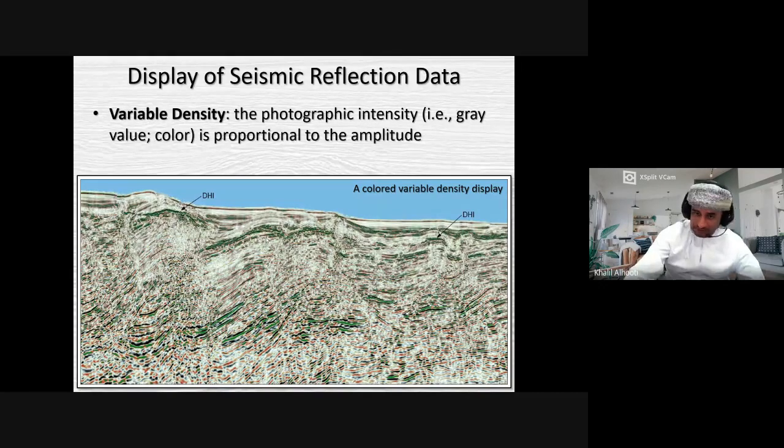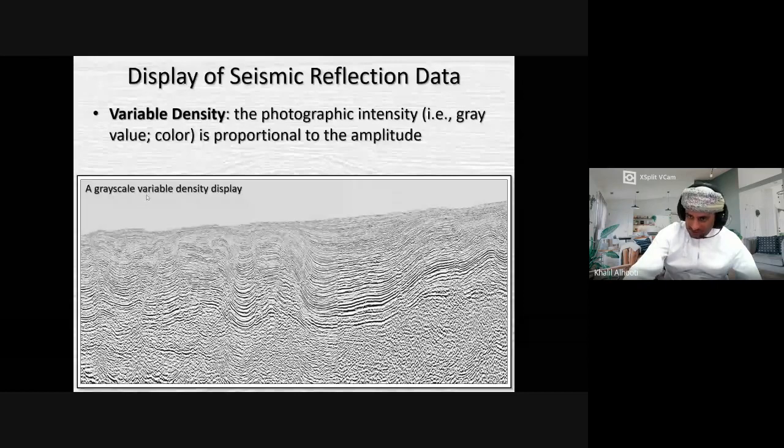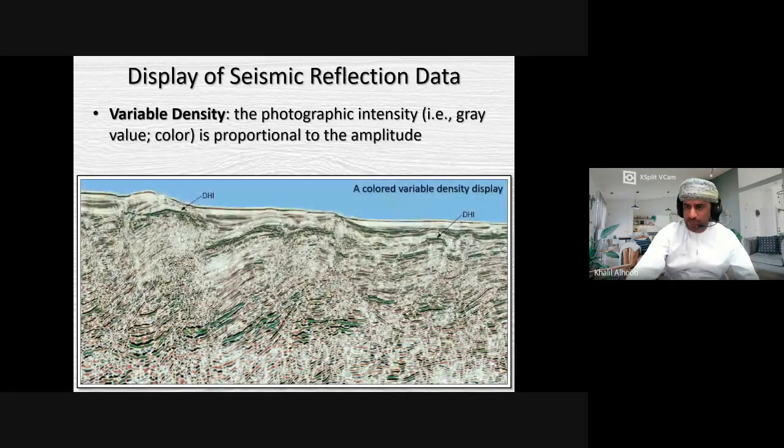This is also variable density, but instead of using grayscale, so that's a grayscale color bar. Gray means black and white only. So one side is black, one side is white. The higher the amplitude, the more black it is, or the opposite, it's fine. But here, this is almost like a rainbow color. Maybe on one side there is black, on this side the maximum amplitude is red, and in the middle it's green.